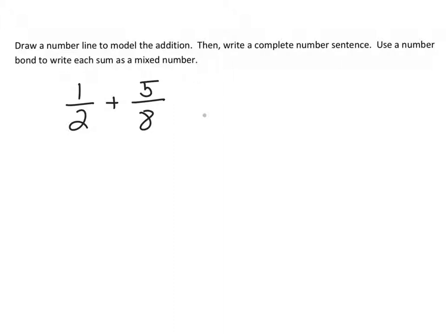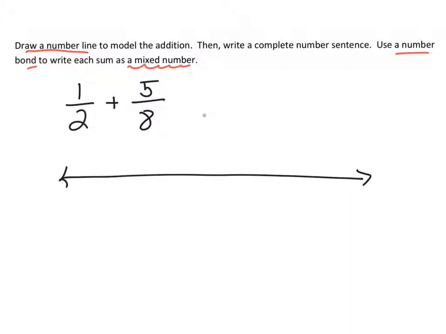All right, just like our Fortnite character said, we need to draw a number line, okay? I know some of you get frustrated with those. And then we're going to use a number bond, which we've been doing, to make a mixed number. All right, so here we go. Let's get our number line created.